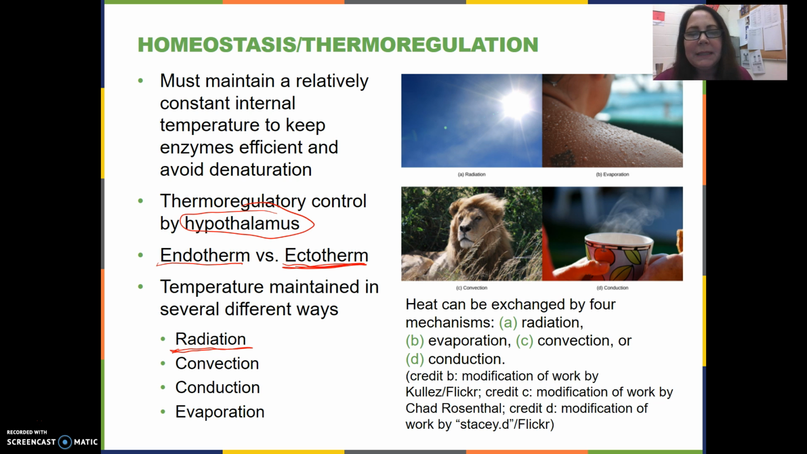So radiation means that the heat is coming from the sunlight. Evaporation is when sweat leaves the body, it carries heat with it. That's an example of evaporation. So evaporation can cool the body. Convection is when heat travels through the air or through the water, through currents. And you can see this with the lion. And conduction is when something hot actually touches you. So conduction is when you touch a coffee cup or something.